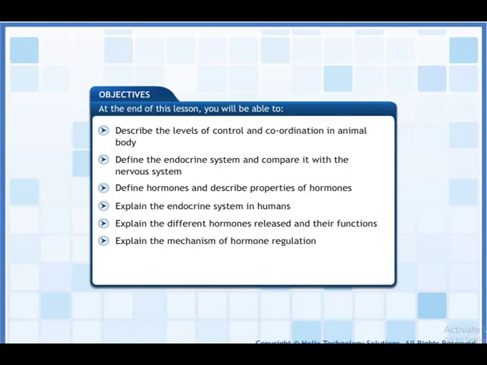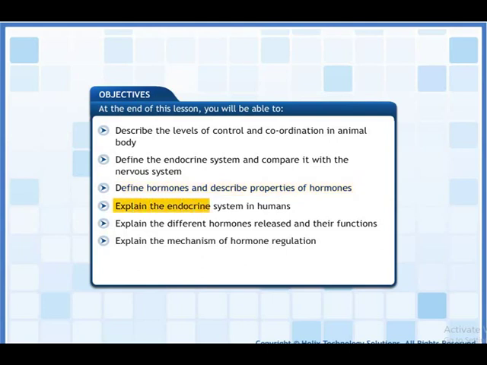At the end of this lesson, you will be able to describe the levels of control and coordination in the animal body. Define the endocrine system and compare it with the nervous system. Define hormones and describe properties of hormones.